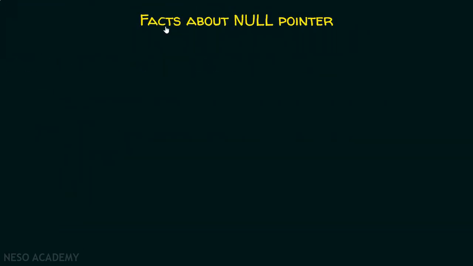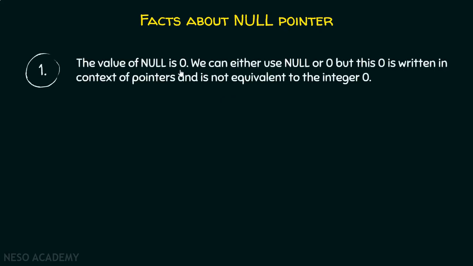Now let's discuss some of the facts about null pointers. The value of null is 0. Let me tell you, the value of null is 0. We can either use null or 0, but this 0 is written in the context of pointers and is not equivalent to the integer 0. You should not confuse it with the integer 0, let me tell you. It is a special kind of value which represents a null pointer, by the way. We can either write null or 0. Both are the same in the context of pointers.